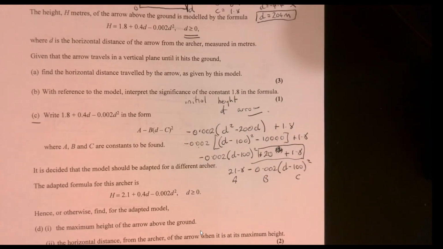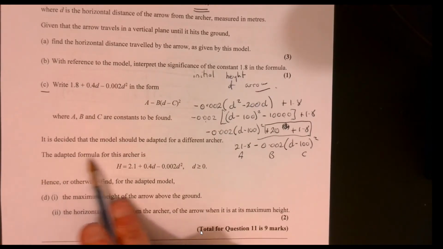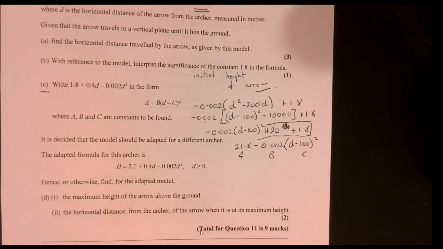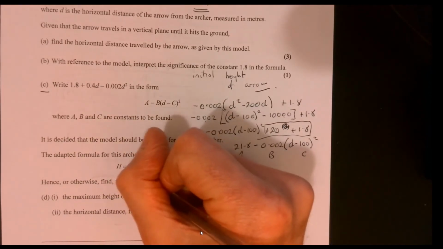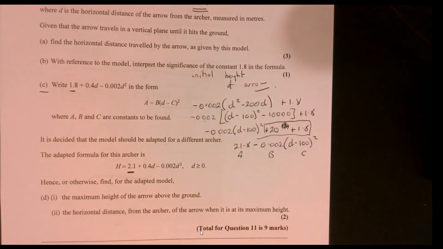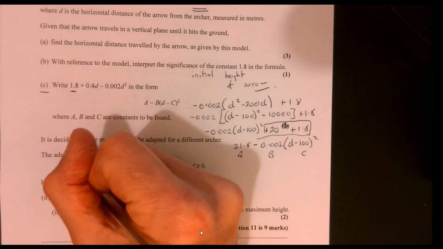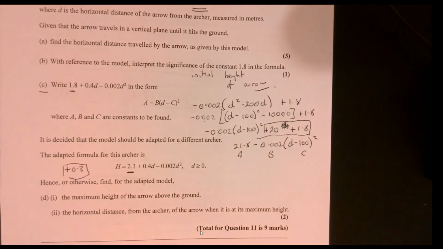Now, next part of the question. So we've got an adapted model. The difference is that it's all the same, apart from that's 2.1, and the first one was 1.8. Everything else is the same. So in other words, it's just plus 0.3. So how's that going to make a difference?